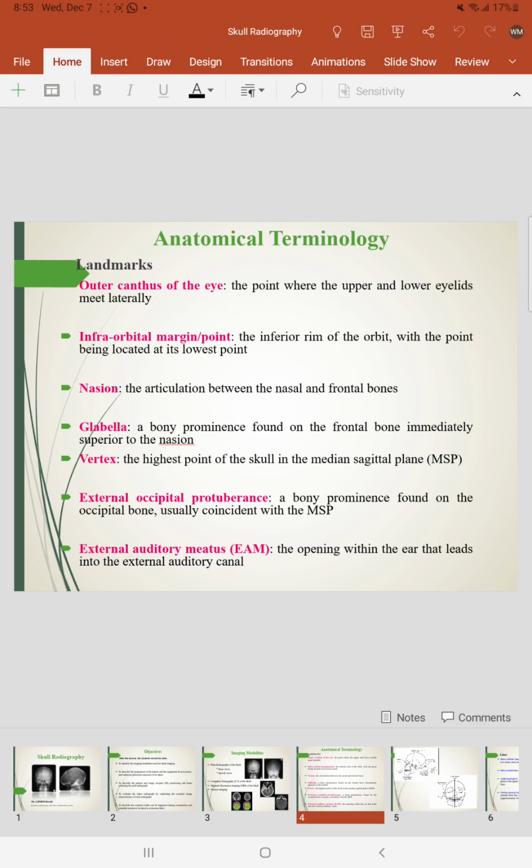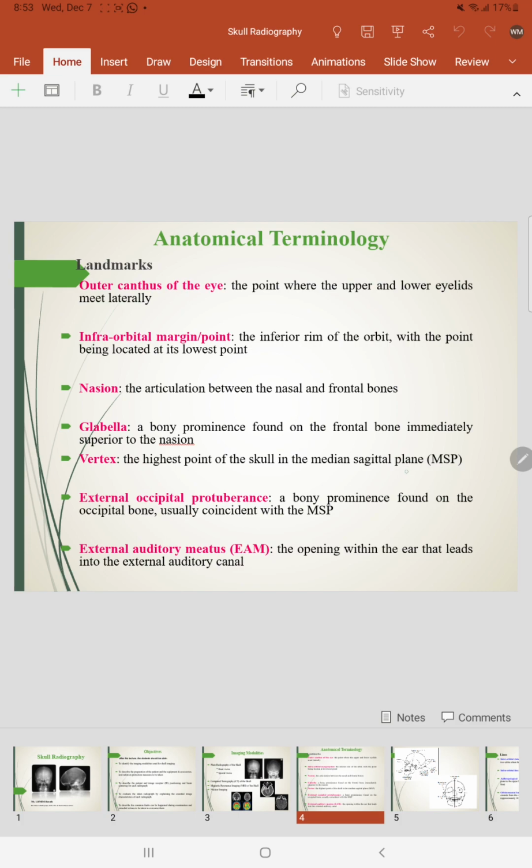Then nasion. The articulation between the nasal and frontal bones. And then glabella. It is a bony prominence found on the frontal bone immediately superior to the nasion. You can remember it, immediately superior to the nasion. Next one is the vertex. Vertex is the highest point of the skull in the median sagittal plane.